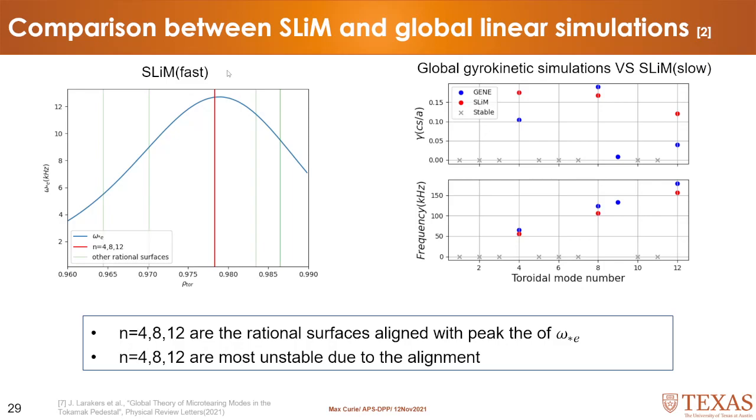If we plot out the rational surfaces, we found that n equals 4, 8, and 12 are aligned almost perfectly to the peak of omega star E, while the others are rather further away. The dispersion relations calculated by SLiM, the red dot, and the GENE simulation, the blue dot, predicted n equals 4, 8, and 12 are unstable. It's worth noting that the frequency predicted by the reduced model is pretty much the same as the omega star E for the given rational surface location.